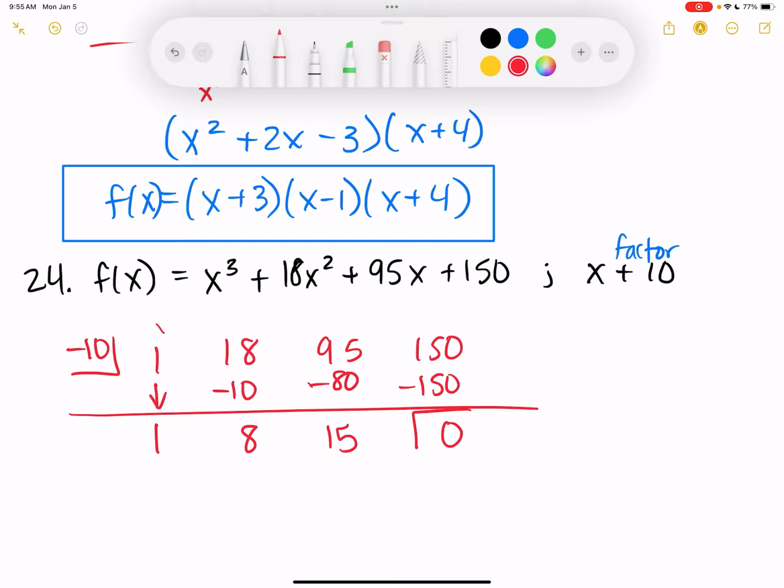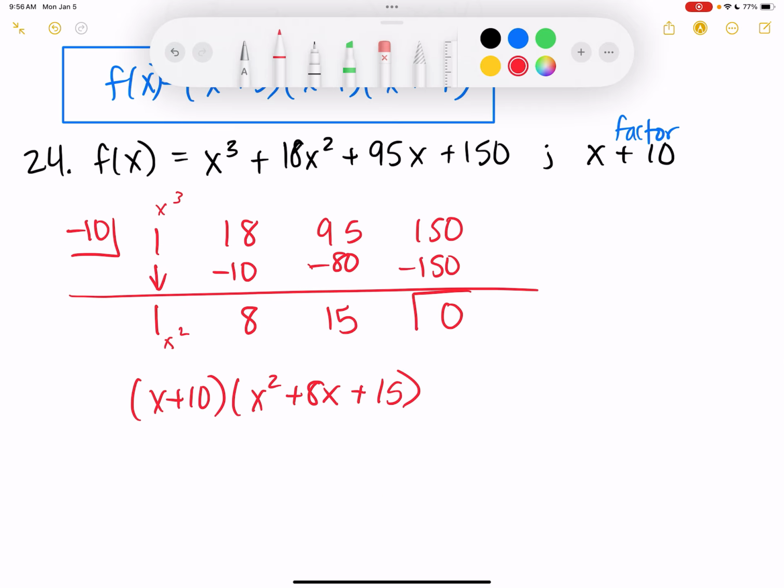So now this was x cubed, it's now x squared. So I've got x plus 10 times x squared plus 8x plus 15. So now I need to see, can I factor this any farther? So are there factors of 15 that give me 8? Yep, 5 and 3. So I've got x plus 10, and then over here, x plus 5, x plus 3.